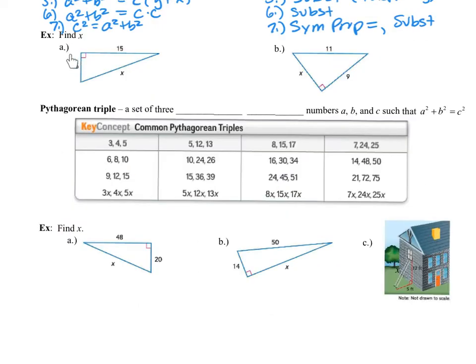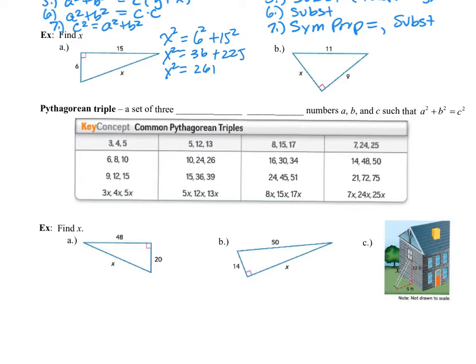So let's look at example A. Here we have a right triangle with legs 6 and 15 and the hypotenuse x. So we can find the value of x by using the Pythagorean theorem. The Pythagorean theorem tells us that the hypotenuse squared is equal to the sum of the squares of the two legs. So that would be 6 squared plus 15 squared. All right, so x squared then is equal to 36 plus 225. And 36 plus 225 is equal to 261.